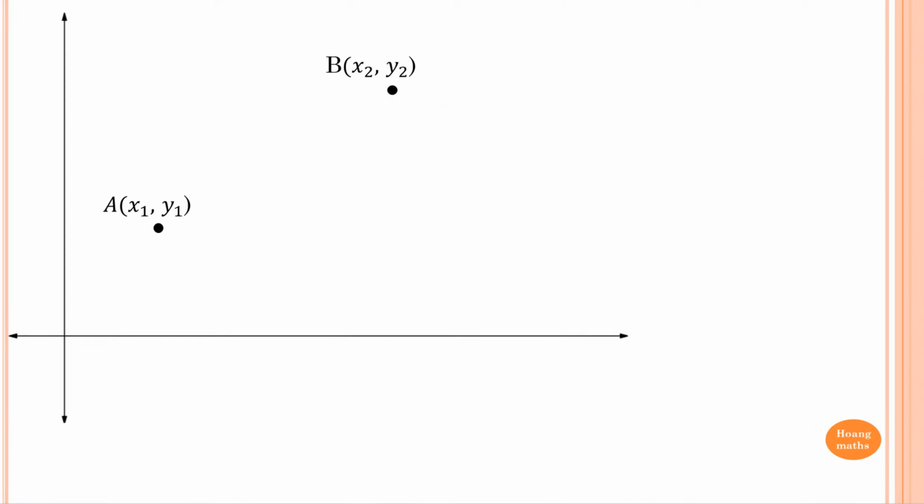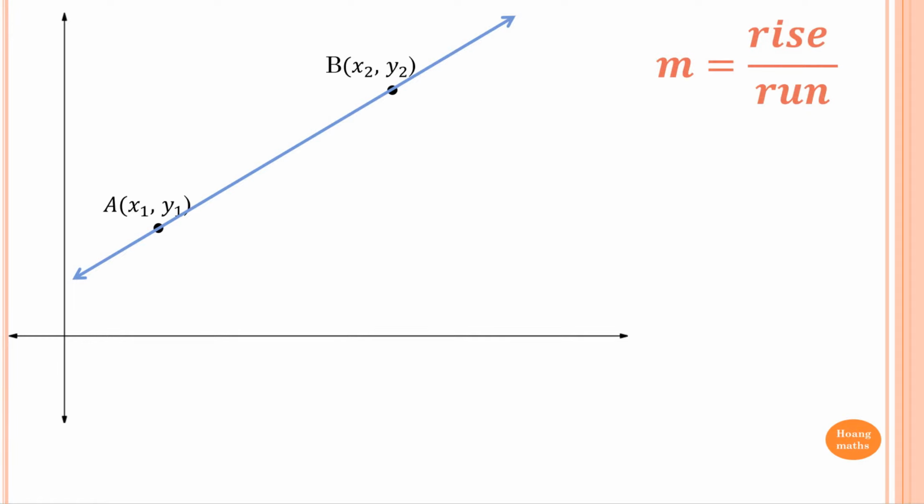Let's say there are 2 points, and a line passing through these 2 points, A and B. Remember, the gradient is rise over run. If we construct a right angle triangle, we can find the vertical rise and the horizontal run.